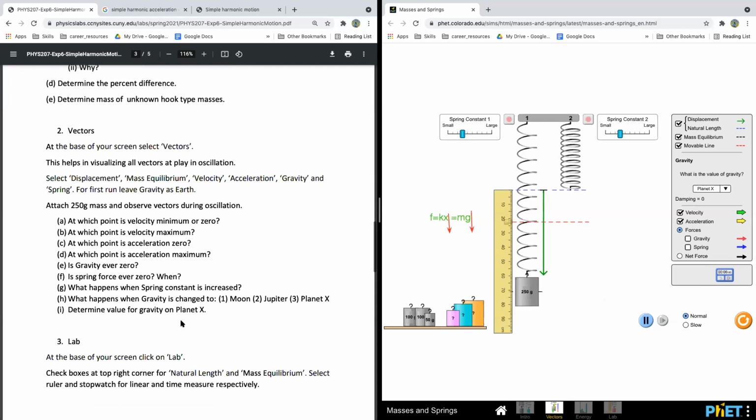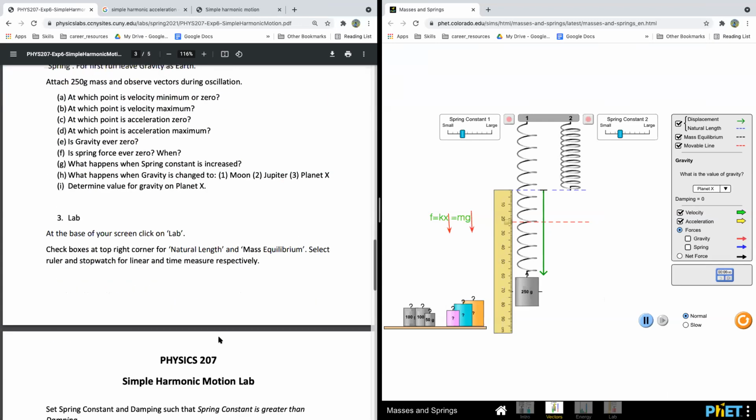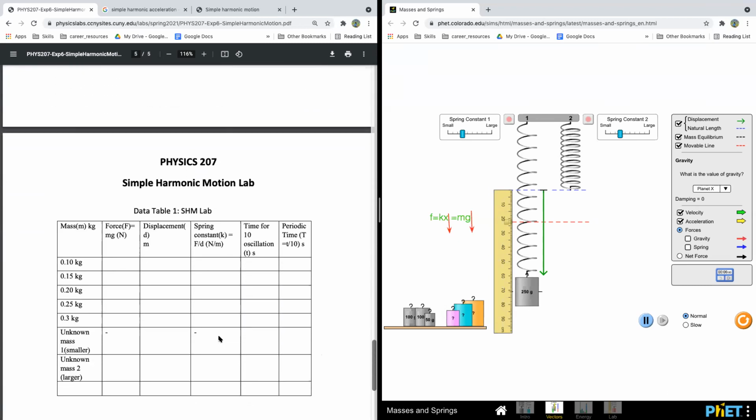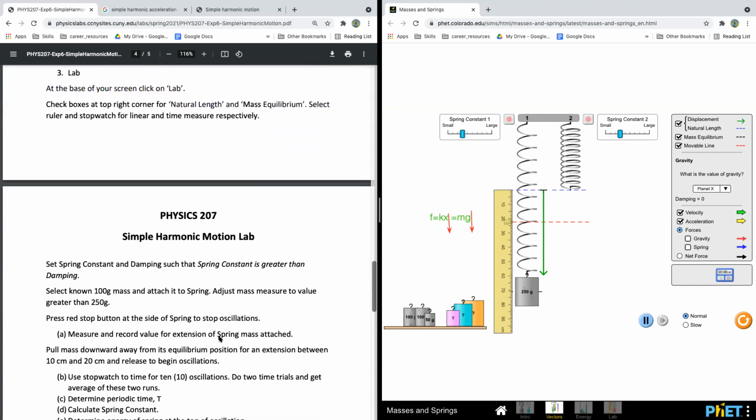So any questions for this section? No question, we move to the lab. How many left? Okay. So we go to the lab.